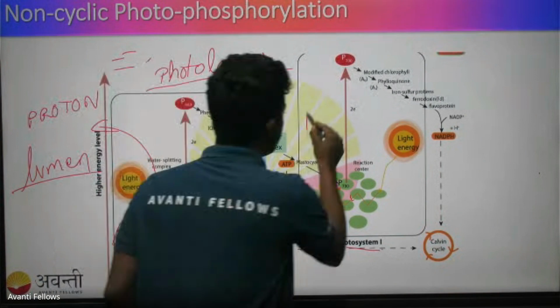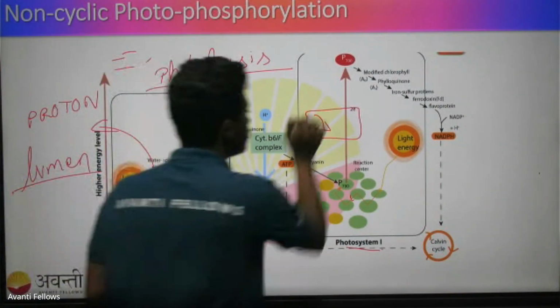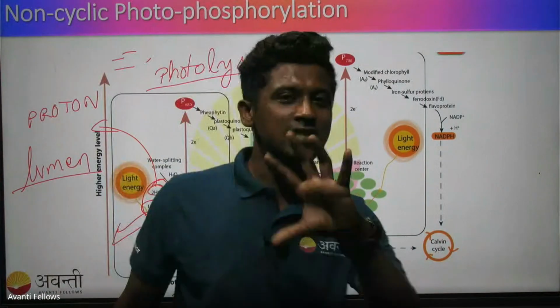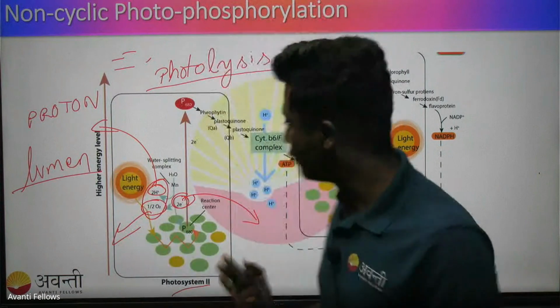So if this is the cell, it is released towards the inside. That is the lumen of the thylakoid. Once it is released into the lumen of the thylakoid, there is some biochemical reaction happening here. Understood? I hope you're following this.